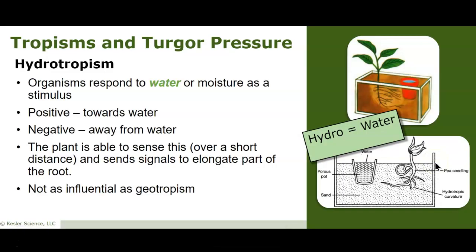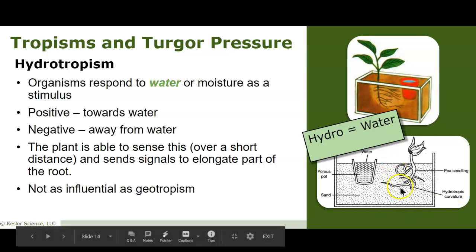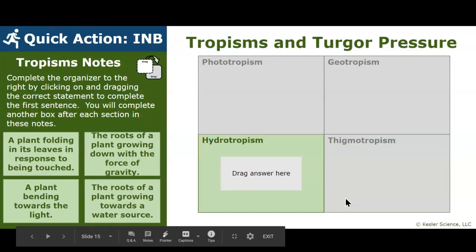Hydrotropism. That's the organism's response to water or moisture as a stimulus. If it's positive, it'll grow toward the water. If it's negative, it'll grow away from the water. And the plant is able to sense this, and it sends signals to elongate part of the root. And you can see here that this root is growing toward the water. And it's not as influential as geotropism. Find the definition for hydrotropism here and drag it here.